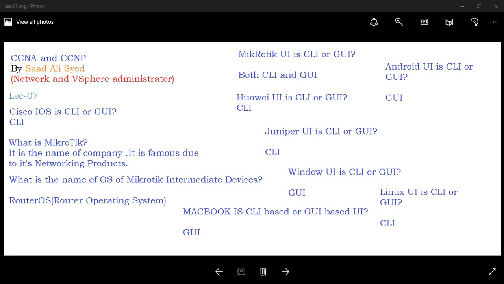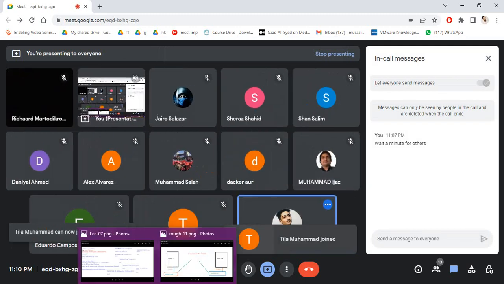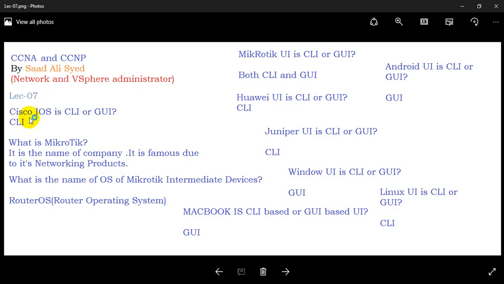Let me show you practically. I've already shown you yesterday, but for the new members who haven't joined yesterday's session, I'm repeating this lab because I want all of you to be clear on this point. Then we will proceed further. So you will perform a lab on this, to prove that the Cisco IOS operating system for its intermediate devices is CLI, not GUI.